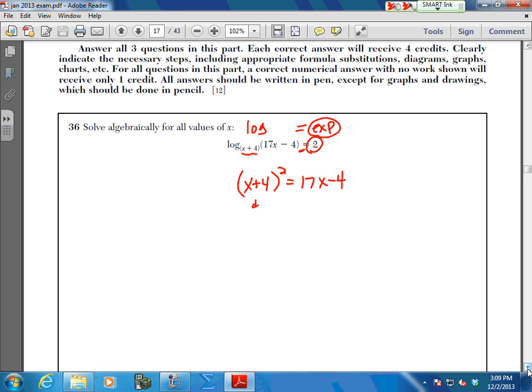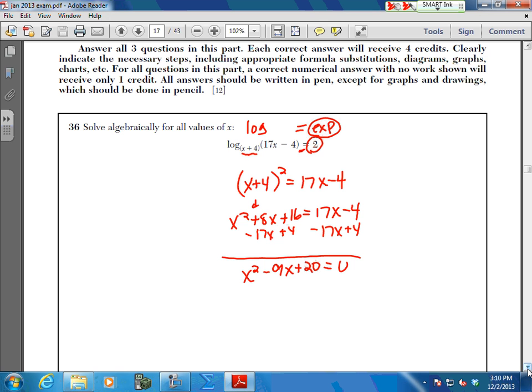Remember to FOIL this out. Don't skip any steps. Show them what you do. Collect your like terms. Subtract 17x, add 4, set it equal to 0. So you're going to get x squared minus 9x. Once you have a quadratic, you know you're factoring. And factor. So x is equal to 4 and x is equal to negative 5.